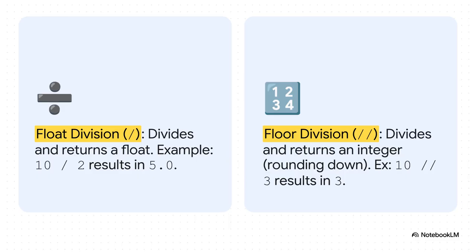But check this out, the double slash. This is called floor division. It does the math, but then it just lops off everything after the decimal point. It basically rounds down every single time. So if you do 10//3, you don't get 3 point something, you get just 3.